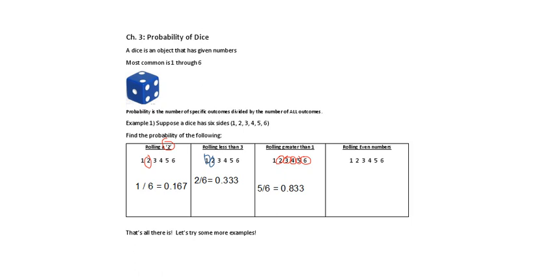And then finally, rolling even numbers. Well, numbers that are even would be 2, 4, and 6. Notice that I circled 3 numbers. Okay, let's do 3 divide 6, which is equal to 0.5. Let's do some more examples, shall we?